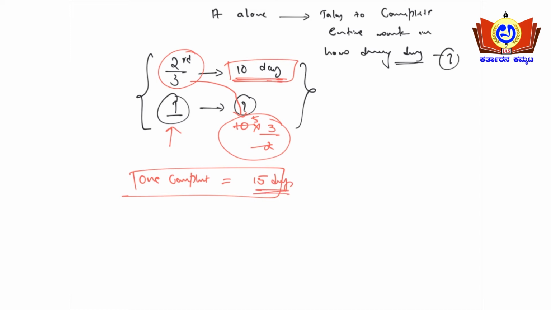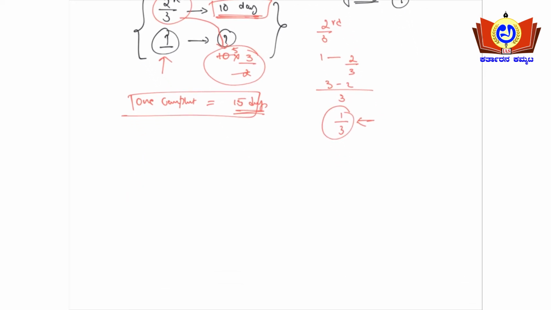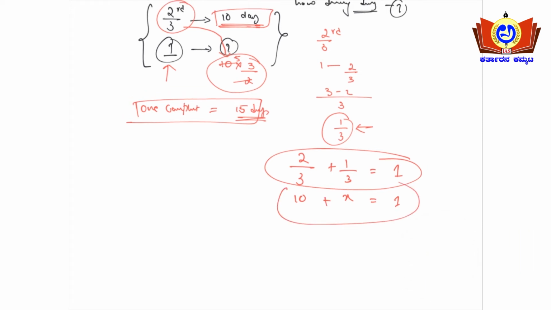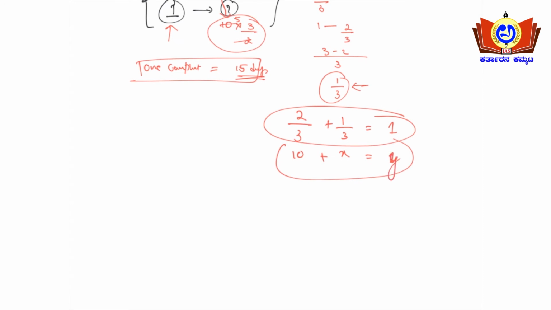So there are many methods to solve. See, for example, 2/3 amount of work they have given. So what is the remaining amount of work? 1 minus 2/3. When you take the LCM, 3 minus 2, that is 1/3. So 1/3 remaining work is there. It is as simple as that, right? So for 2/3, 10 days, plus 1/3, that will be x, equal to 1 amount of work. Yes or no? 10 plus x equals 1. How many days will that be taking? This will be the formula here.